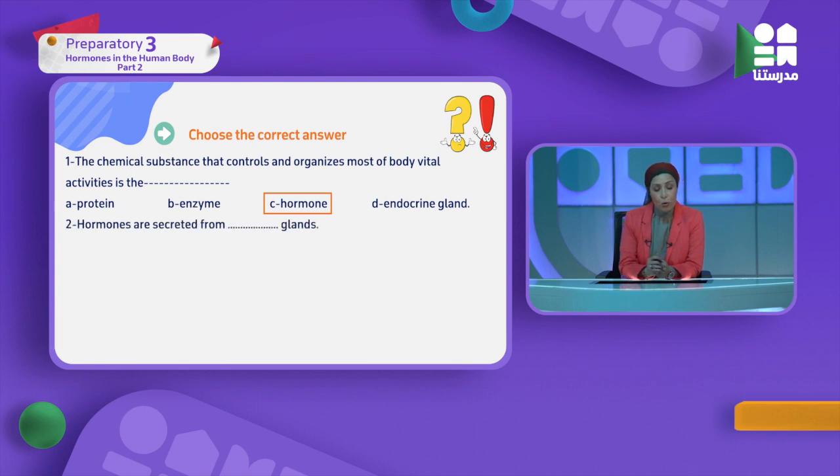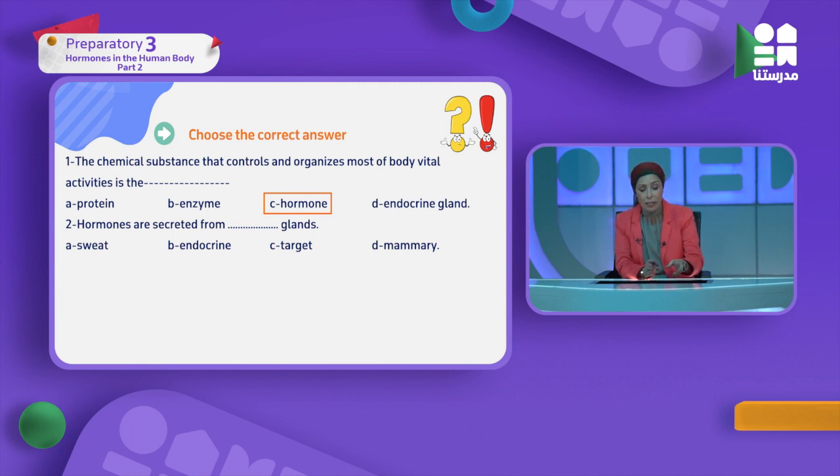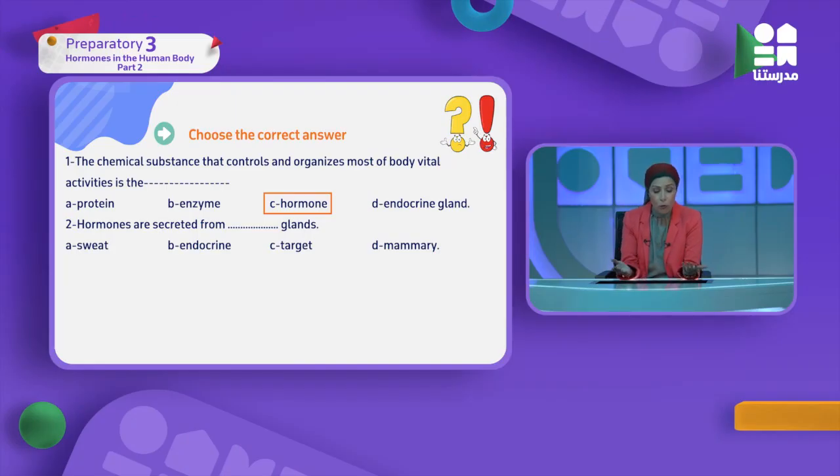Number 2. Hormones are secreted from which glands? Of course, answer alone and then choose. First: sweat gland, endocrine gland, target glands, or mammary glands. Of course I know that all of you know the answer, which is endocrine gland. Let's see the meanings of the others. Sweat gland is the gland responsible for secretion of sweat. Target is a target cell, it's not a gland. Mammary gland is responsible for secretion of milk, the breasts during breastfeeding. So the answer, the hormone secreted from which one of those, of course is endocrine gland.